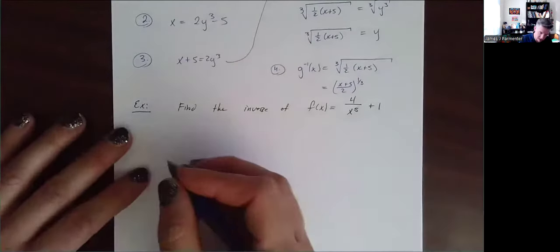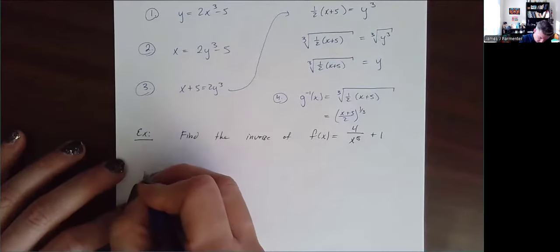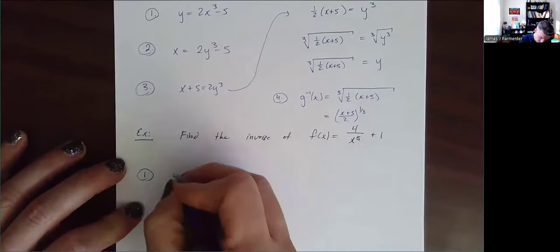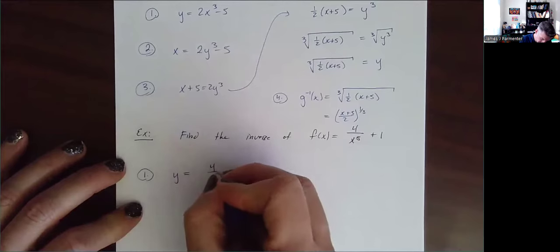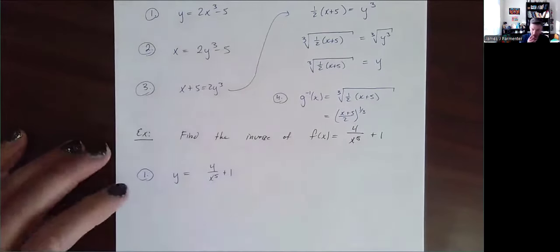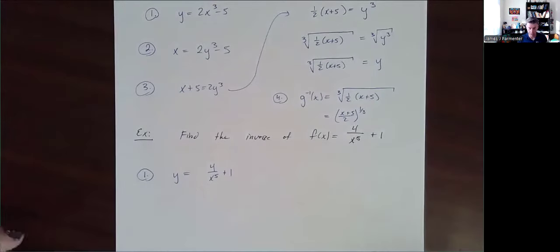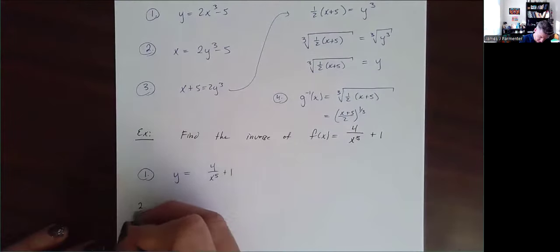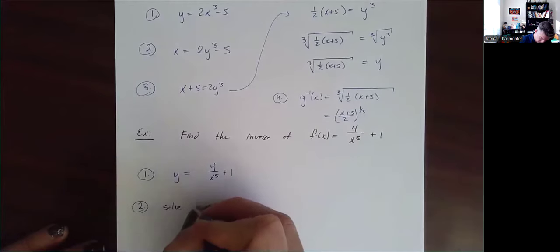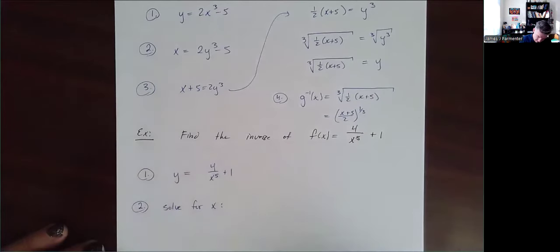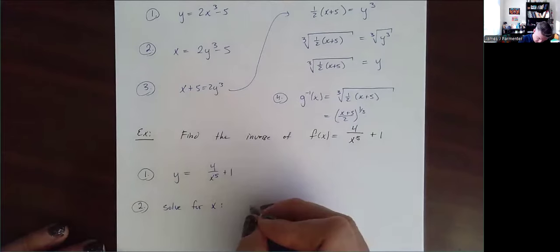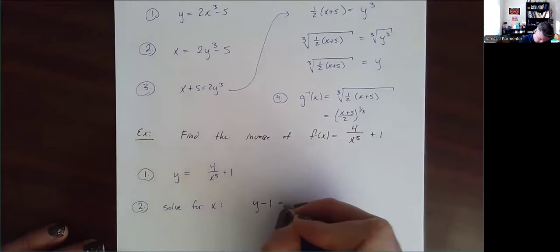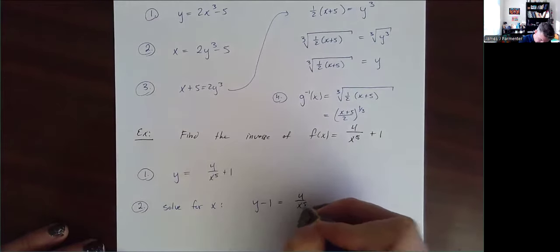So for this next one, just to show you all that you can do it either way, I'm still first going to write y equals 4 over x to the 5th plus 1. But now I'm going to change the order of solving and changing. So instead of interchanging x and y first, I'm going to solve for x first. So solve for x, meaning isolate x. So subtract 1 from both sides. So y minus 1 equals 4 divided by x to the 5th.